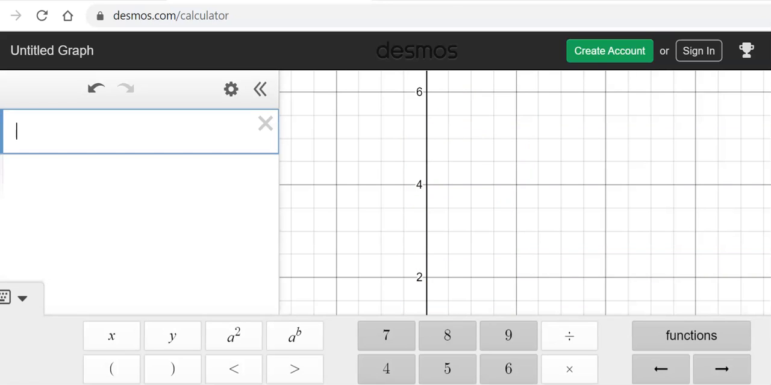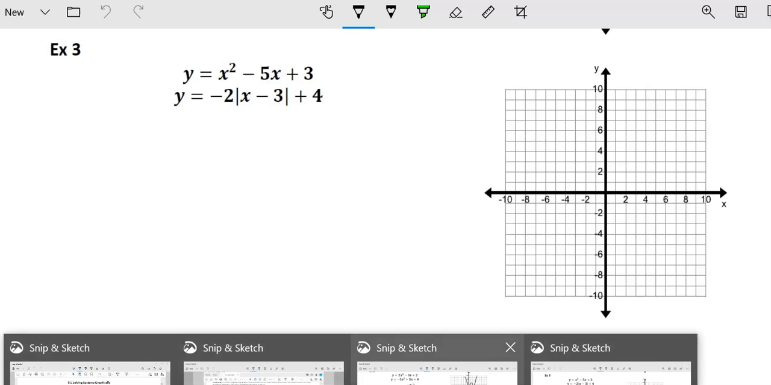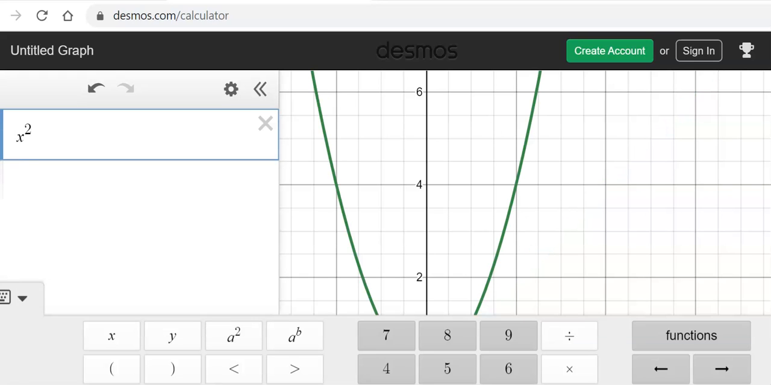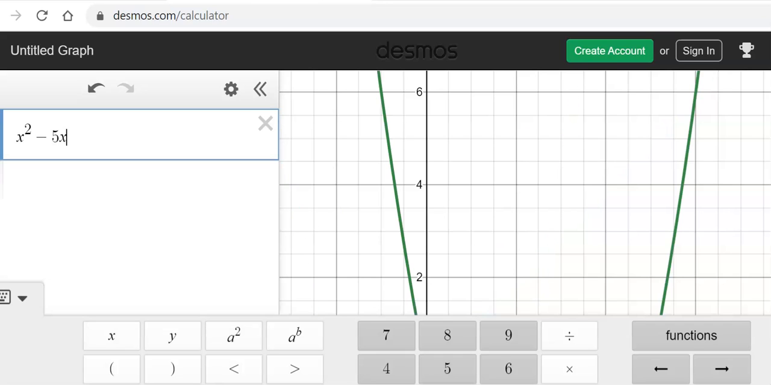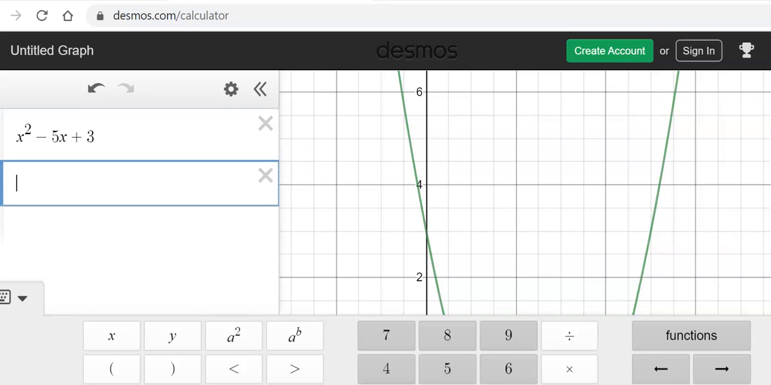The first equation is x squared minus 5x plus 3. And the second equation, negative 2 times absolute value of x minus 3 plus 4. So we type in x squared minus 5x plus 3, and then the second equation we type in negative 2.